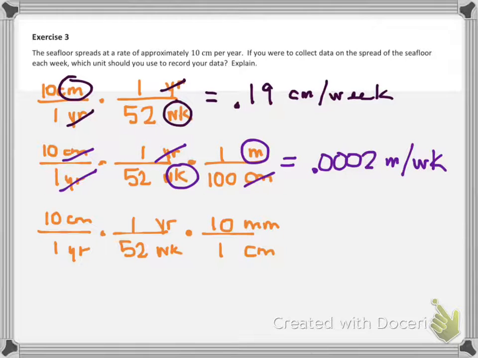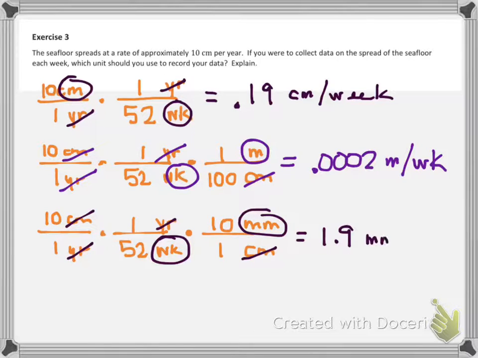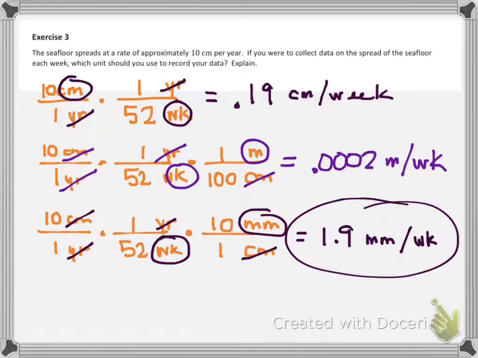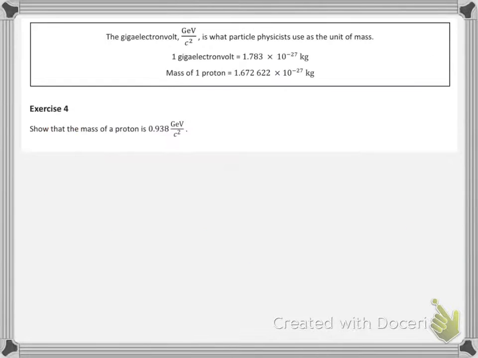So now when we analyze our units, the centimeters will cancel, the years will cancel, and I'm left with millimeters per week. So now 10 times 10 is 100 divided by 52, and 100 divided by 52 is 1.9 millimeters per week. And that one makes the most sense to me. A lot easier to understand. Every week that goes by, the seafloor spreads 1.9 millimeters, almost 2. All right, very good. Exercise 4.